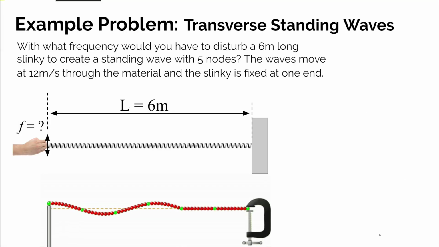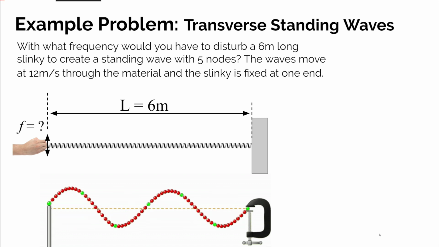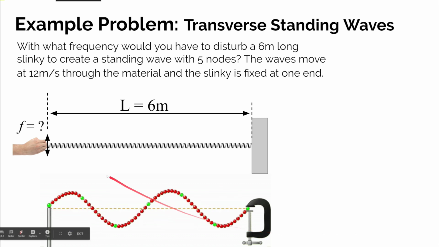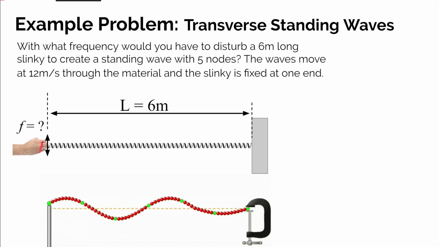So the last thing we're going to look at together is just an example problem. What kind of problem could I ask you to solve about standing waves? So let's say we had a slinky or a string, in this case a slinky, attached to a wall. It's a fixed end and you're going to disturb it back and forth.